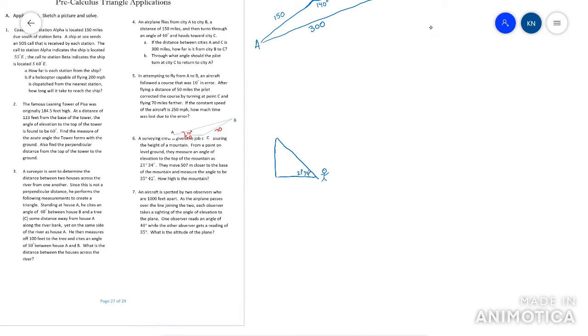Then they move 500 meters closer. So they come up to, we'll say this point, and this is the distance. And they measure it again. So now they're looking up like this. And now they see an angle of 35°41'.